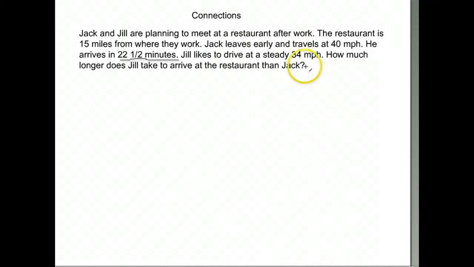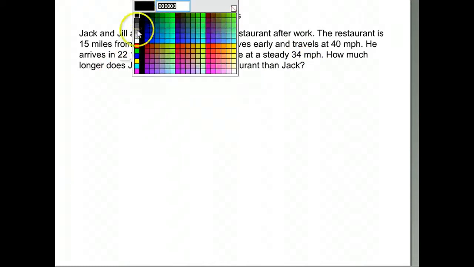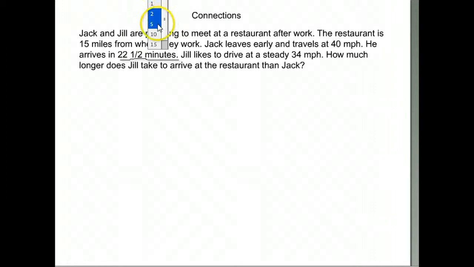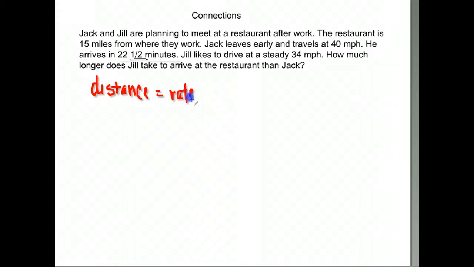Jill drives at a steady 34 miles per hour. How much longer did it take Jill to arrive than for Jack to arrive? Now, what's the formula for distance, rate, and time? The amount of distance you travel is equal to your rate, your miles per hour you're driving, times your time, the amount of time you're driving.